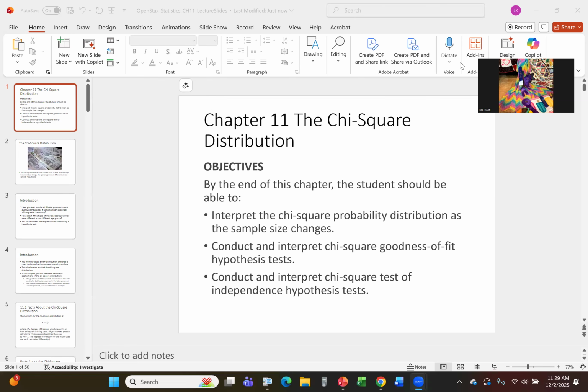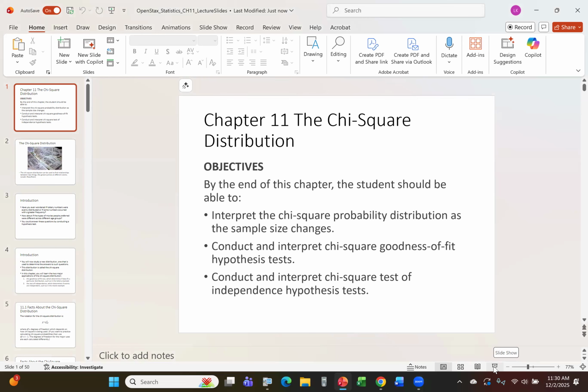In chapter 11, we cover the chi-squared distribution, and the chi-squared distribution is used for two different things. The first thing we use the chi-squared distribution for is to check how good a fit the data that we collect is to what we expect.